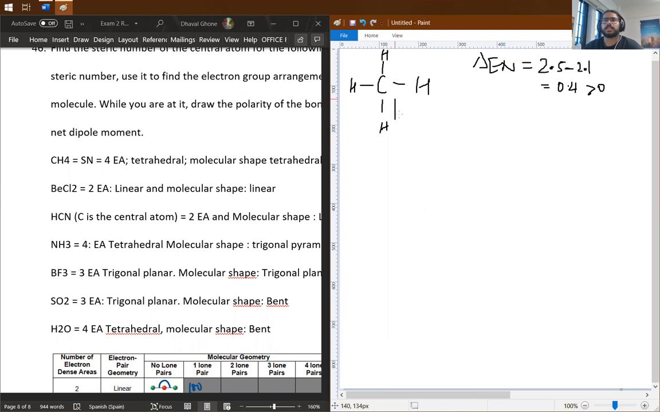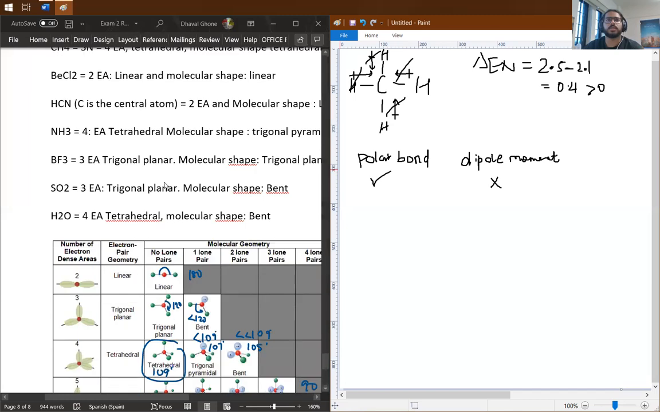So I'm going to draw it like this, like this, like this, and like this. But if you see, they're all pointing toward the same place. So this one and this one cancel off. This and this cancel off. So you have polar bonds between C and H, but your net molecule is not polar. There is no dipole moment. So the question is, are there polar bonds in CH4? Yes, there are. But is there a net dipole moment? No. Okay, so I can mention this over here somewhere.